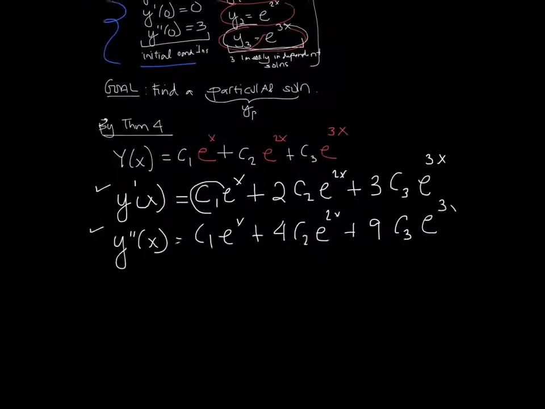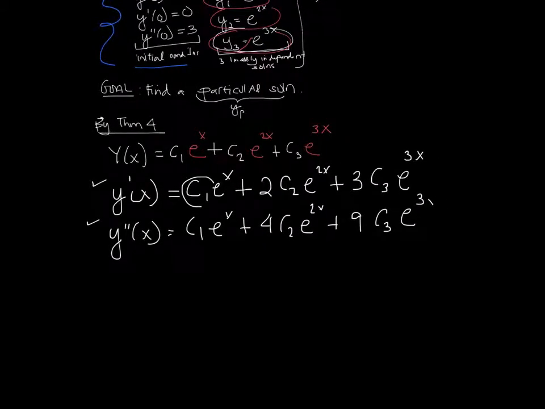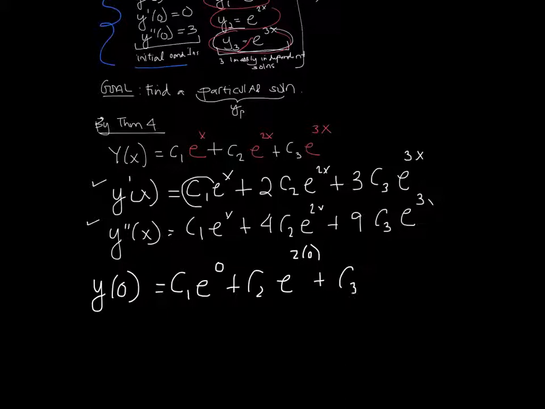So let's use our initial conditions. We have y of 0, which is nice. So I'm going to insert 0 for every x I see. So I have c1 e to the 0 plus c2 e to the 2 times 0, which is 0, plus c3 e to the 3 times 0. But y of 0 is going to be 0, so I'm just going to write that down.